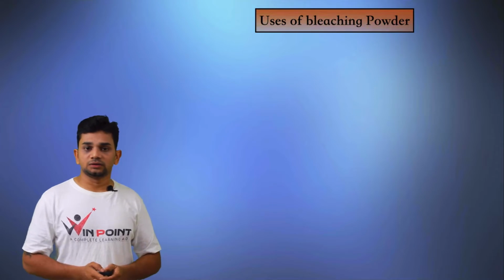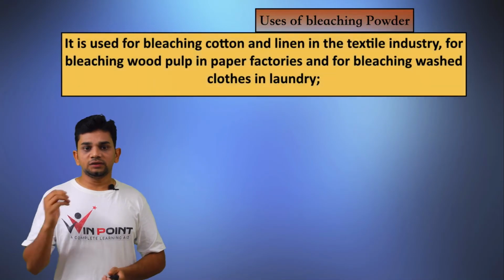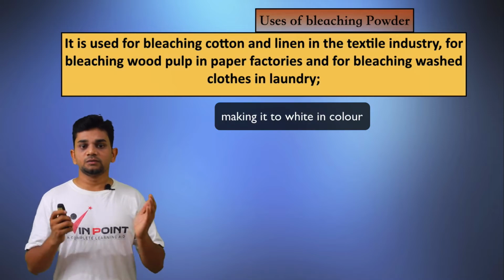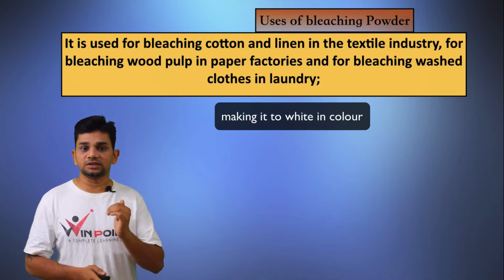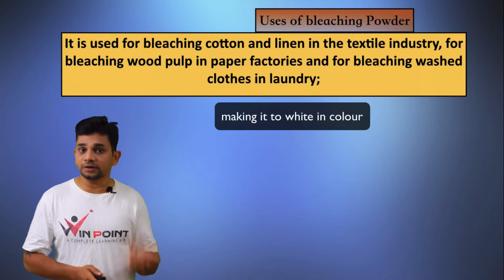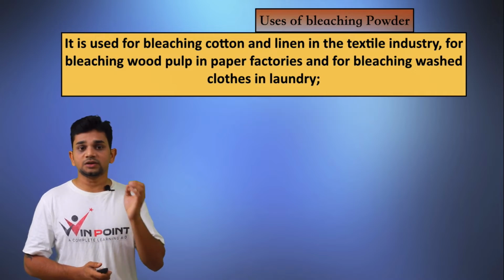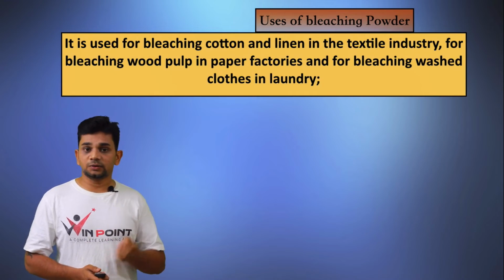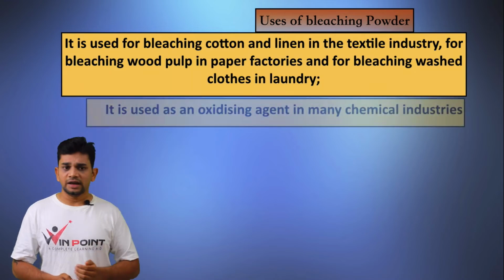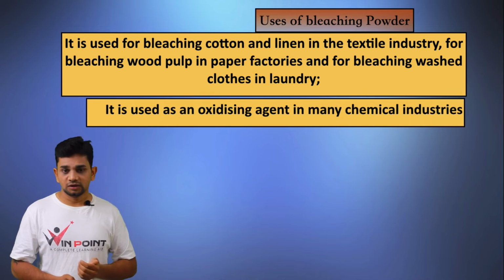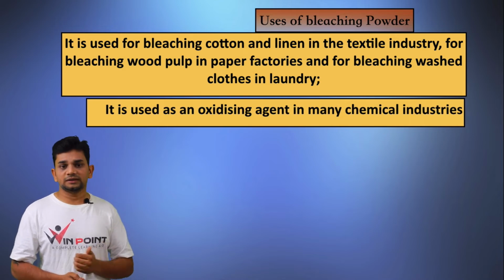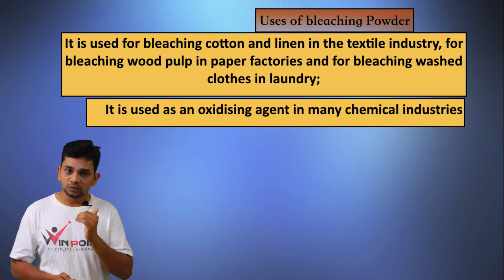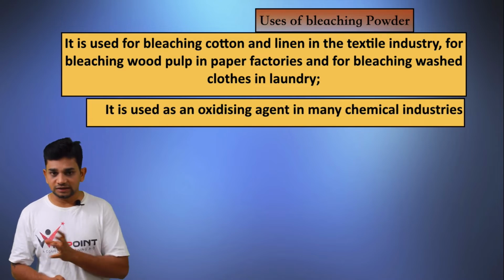Uses of bleaching powder. First use, it is used for bleaching cotton and linen in the textile industry, for bleaching wood pulp in paper factories, and for bleaching washed clothes in laundry. It is also used as a disinfectant in water. It is used as an oxidizing agent in many chemical industries, which will help oxidation.